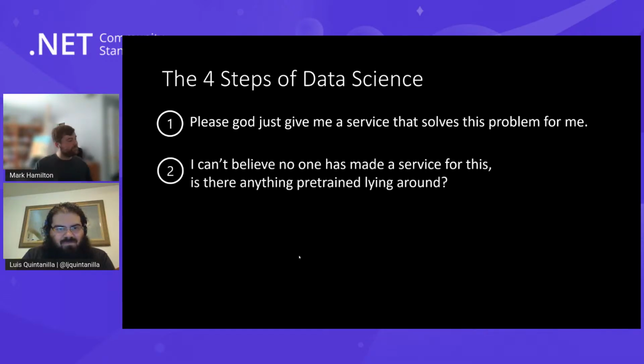And if that fails, if you can't find a service that exactly solves your problem, the next question is there's got to be something pre-trained lying around. Like the machine learning community is very large. Someone's probably solved this and created a pre-trained model for me. So, that's step two. If you can't find it as a service, maybe there's something pre-trained that you can use. And step three is if you really can't solve your problem with one or two, well, it looks like you got to get your hands dirty and train a model. So that's step three, how you actually train a model yourself if you don't have one.